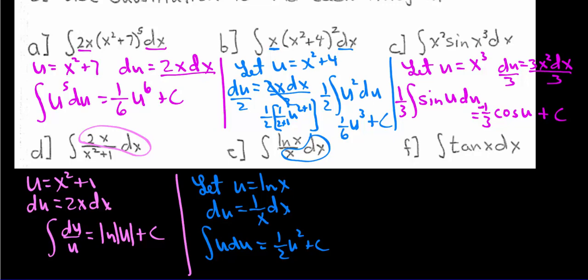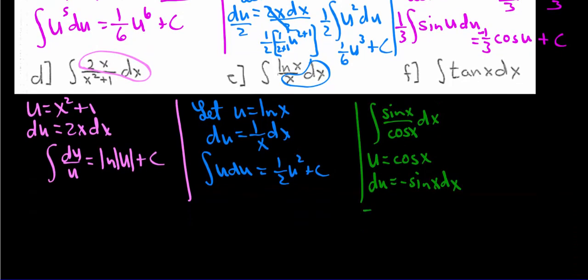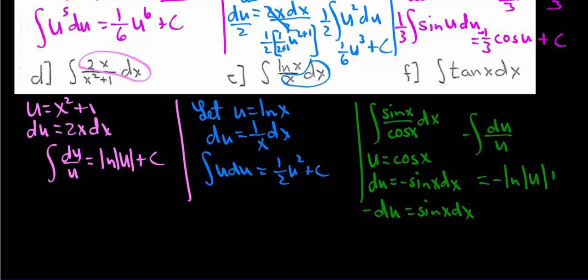Okay, now we got this tangent. Well, somebody might say, how are you supposed to use substitution on that? Well, if you recognize tangent as sine over cosine, now notice I can say, let u equal cosine. Then du is negative sine, which is what's on top, except we've got a negative. So negative du is equal to sine x dx. So here we go. We got negative du over u. That's negative log absolute value of u plus c.